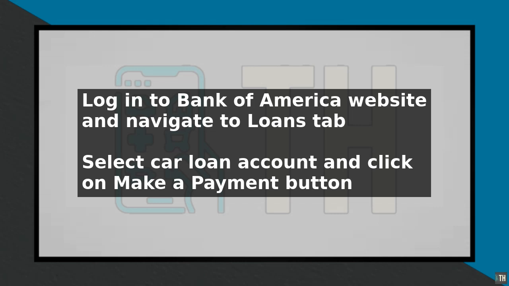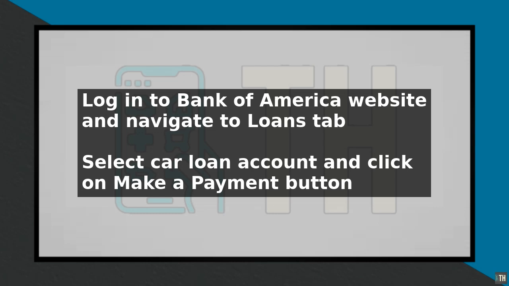You will be prompted to enter the payment amount and select a payment method. You can choose to pay from a Bank of America checking or savings account, or from an account at another bank. If you choose to pay from a Bank of America account, the payment will be deducted immediately. If you choose to pay from an account at another bank, the payment will be processed as an electronic funds transfer and may take a few days to complete.